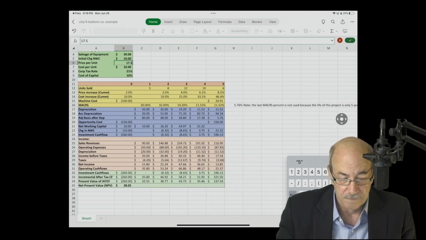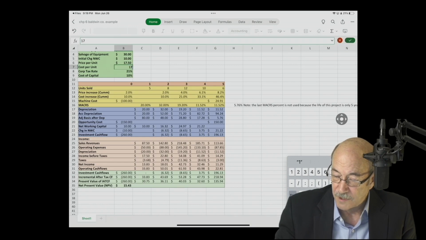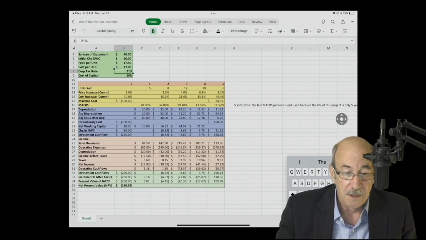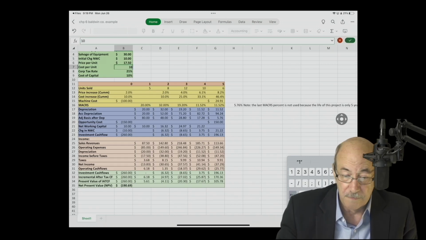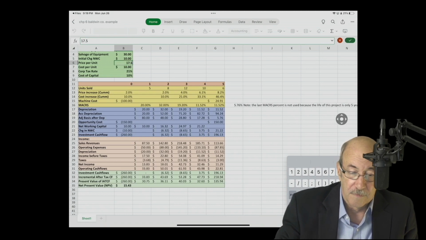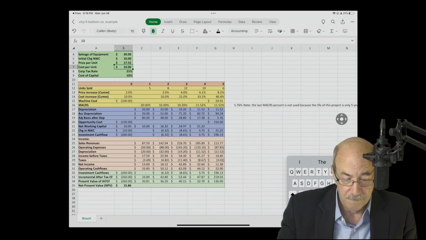Let's try 17.50. Oh, we can go lower than that. 17. No, we can't go low. Oh, I just changed the wrong thing. Sorry, my bad. Let's go to 17. Oops.